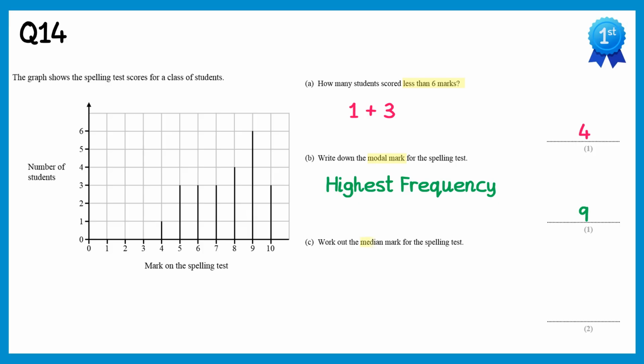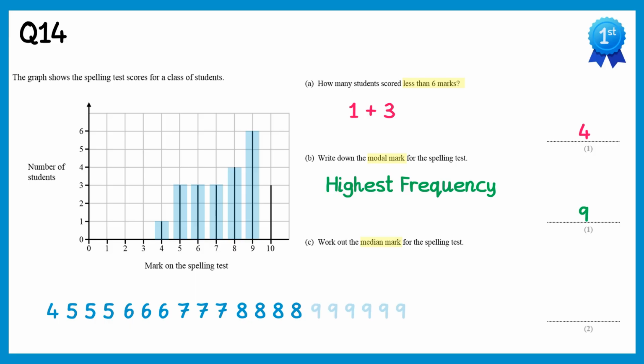For part C, we need to find the median mark. This is the middle mark when they're all written in order. If you look at the first line of the graph, you can see the frequency is 1. This means 1 student scored 4 marks, so there's 1 4. If you look at the next line, the frequency is 3, so 3 students scored 5 marks, so we'll put 3 5s. There are also 3 6s, 3 7s, 4 8s, 6 9s, and 3 10s.